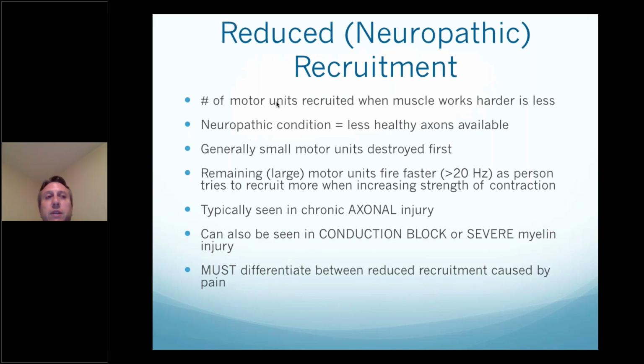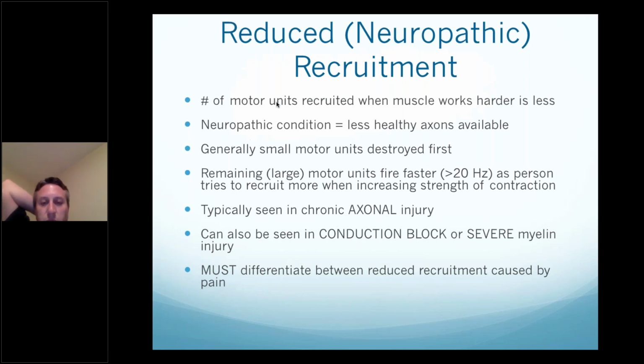The last key thing I wanted to stress is that you have to differentiate reduced recruitment because of nerve damage versus reduced recruitment because of pain. So what do you think will happen if the person is in pain, either from their condition, pain from their muscle, or pain from the needle sticking in the muscle? What do you think would happen if the person tries to contract harder if they're in pain? What do you think you would see on the screen? Well, let's say if they're trying to, you would see, of course, a lot of units that would pop up.